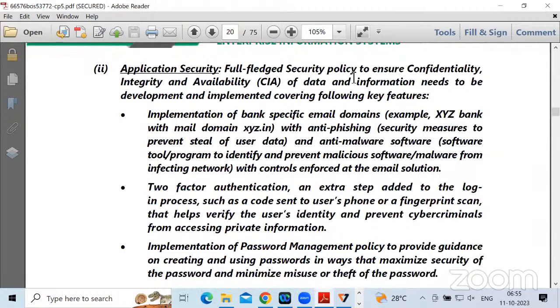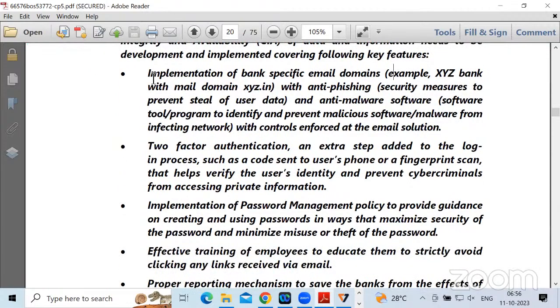Regarding application security, as we have seen already, CIA, confidentiality, integrity, and availability of data and information needs to be developed. So implementation of bank-specific email domains like sbi.co.in, statebankofindia.com with anti-phishing, anti-malware. You remember these small words. Anti-phishing, phishing we have seen, anti-malware.